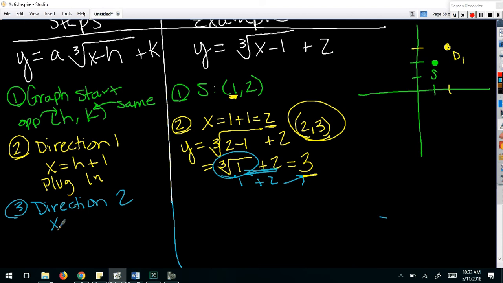So I'm gonna go back to, well, I'm not doing. Instead of going right 1, I'm gonna go left 1. So I'm gonna take the h that I started with. Instead of adding 1 like I did here, I'm gonna subtract 1 and then I'm gonna plug it back in.